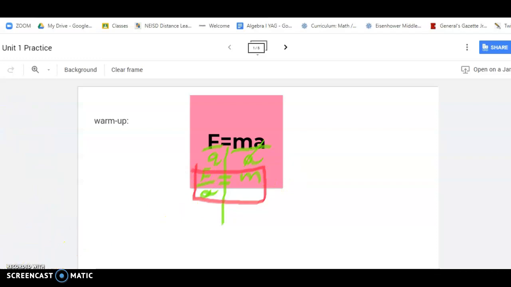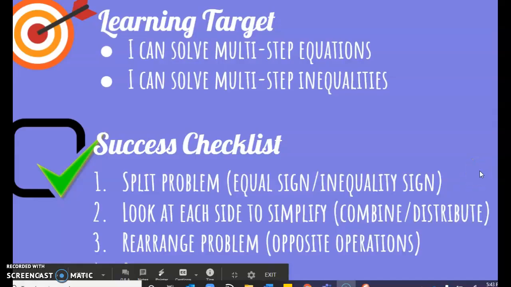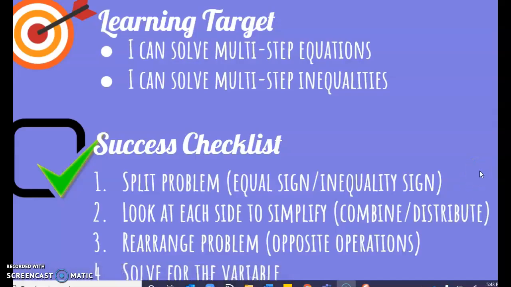Okay, guys, if you notice, our learning target has the two things that we've been working on for Unit 1: solving multi-step equations and solving multi-step inequalities. I kind of combined our checklists, both of them, into one because they are very much alike. They are similar. We're still splitting up our problem, either down the equal sign or the inequality sign, depending on what type of problem we're given.